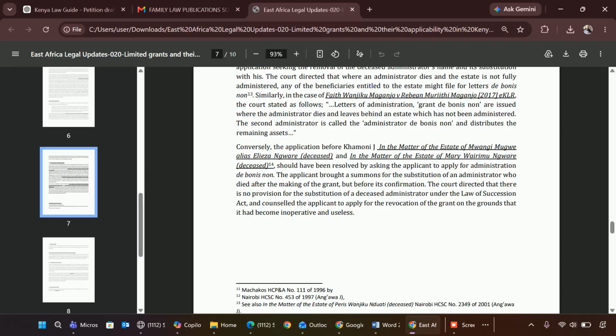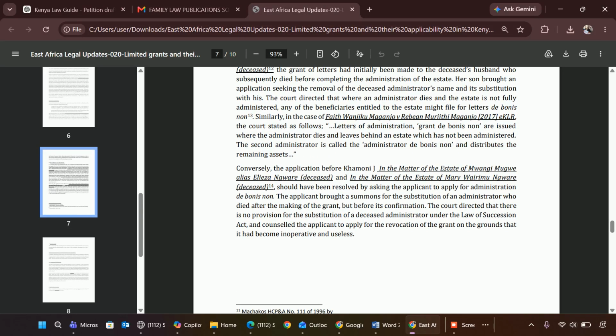Now, in what instance will you apply for revocation of grant? Listen to this decision. An application before Justice Kamuni in the matter of the Estate of Mary Wairimu: the application should have been resolved by asking the applicant to apply for administration de bonis non.